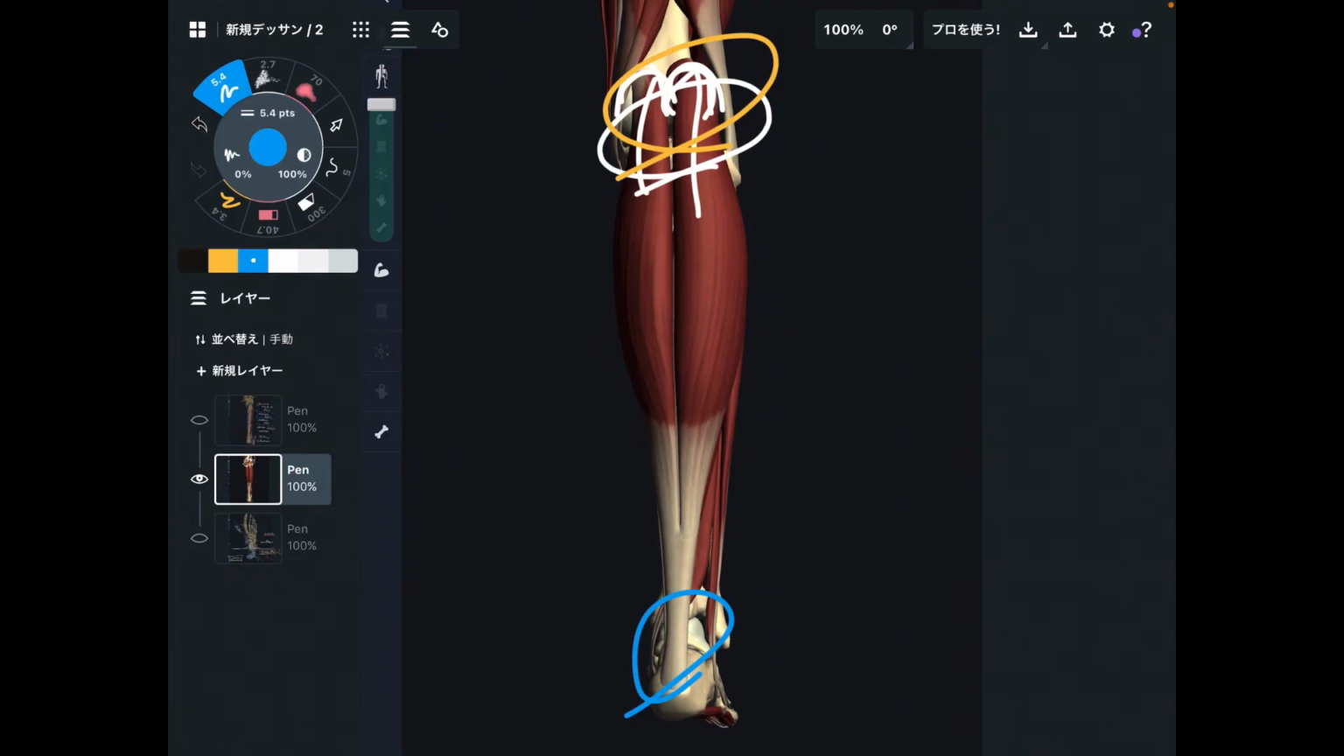So in today's video, I explained basic anatomy and function of soleus.